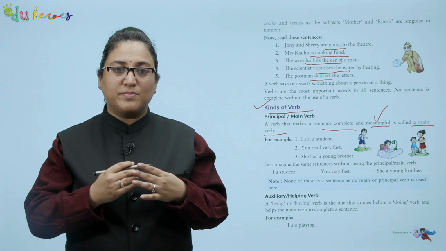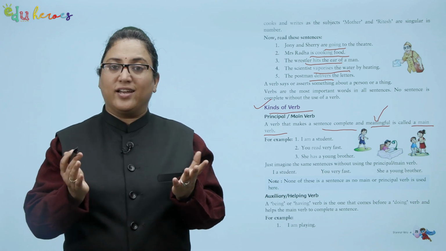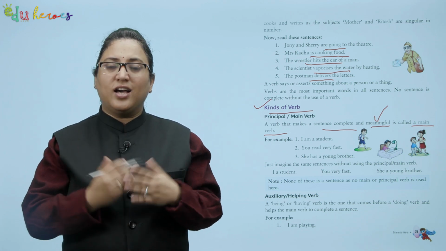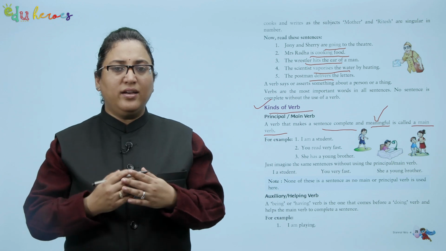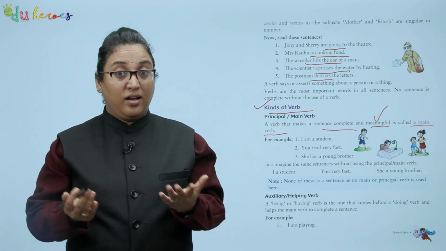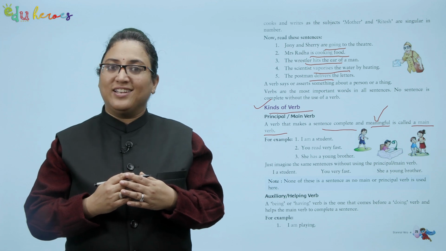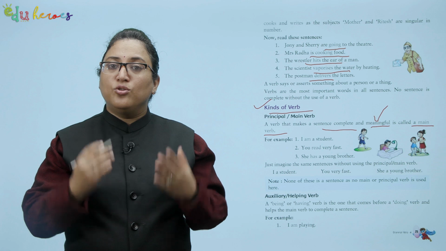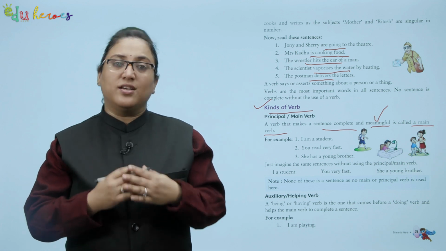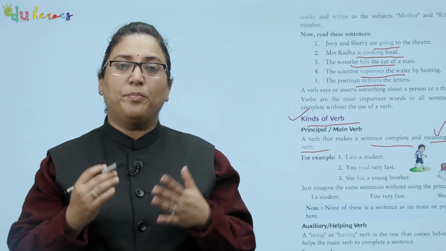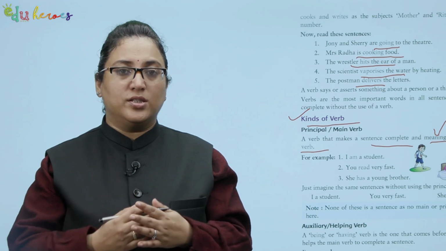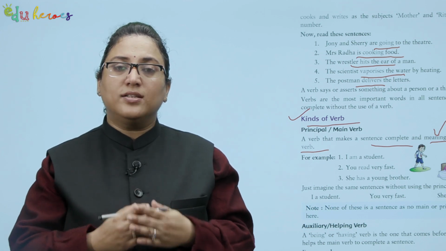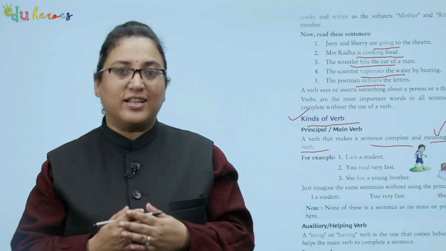तो इन sentences में से हमने main verb delete कर दिया है, गायब कर दिया है. क्या ये complete sense बना रहे हैं? उतना मीनिंग समझ आ रहा है आपको? शायद नहीं. None of these is a sentence as no main or principal verb is used here. Therefore, main or principal verb is very, very important to help understand the main meaning of a sentence.